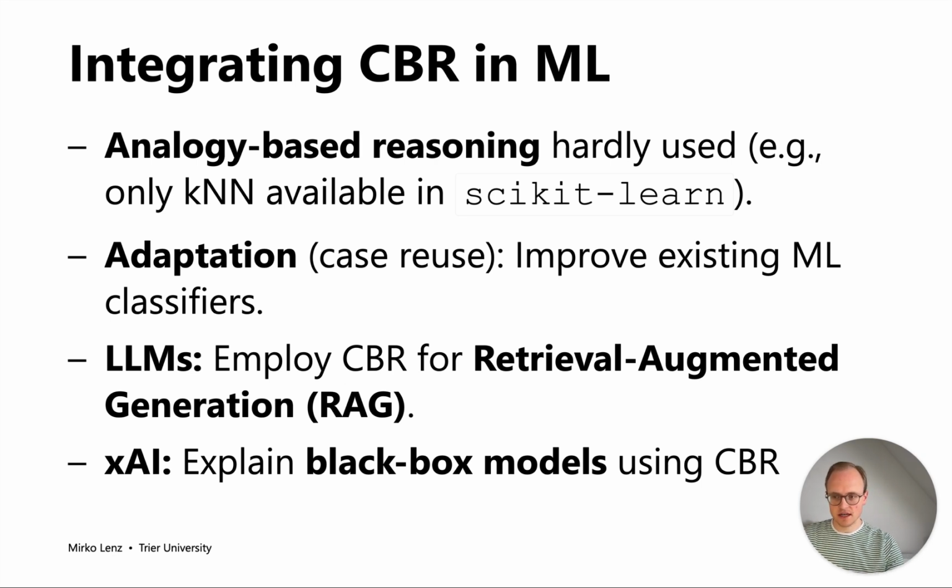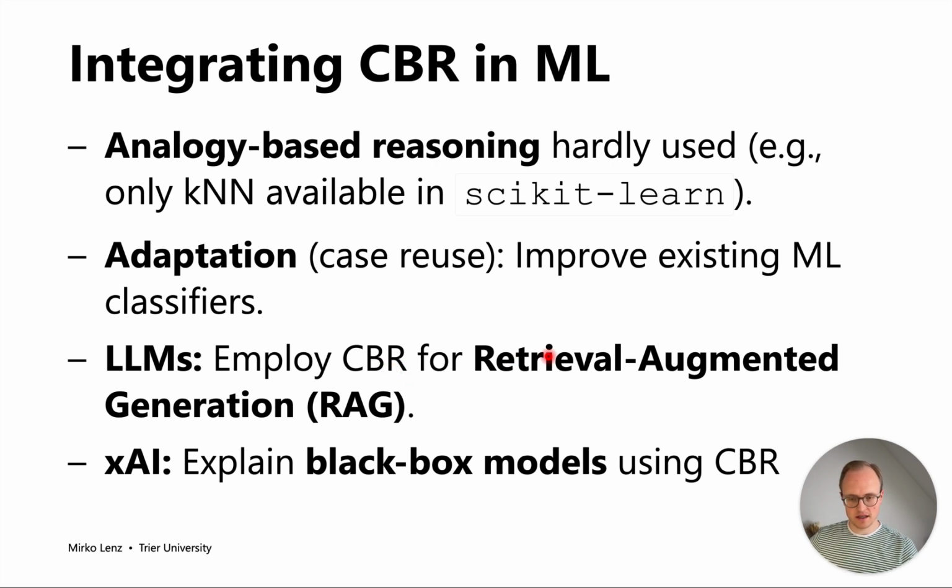So we found that analogy-based reasoning currently is not used that often. For instance, in scikit-learn, we only have KNN available as an analogy-based reasoning approach. And the adaptation phase of the CBR could also be sensible for machine learning. So imagine you have a classifier that predicts something, and then we could use adaptation, for instance, via rules, to provide even better predictions.